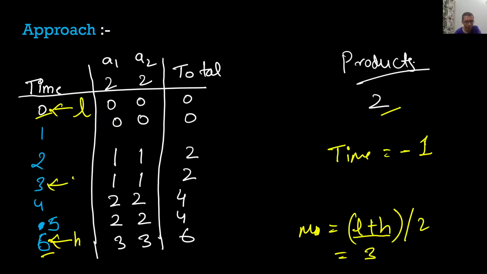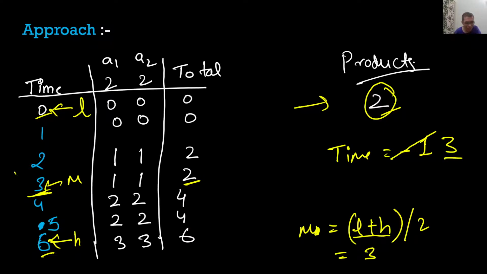So my mid is 3. Let me erase this. This is my mid. So tell me, after 3 seconds, how many products can I make? I can make two products, right? And 2 is exactly what I want. So I'll change my time from -1 to 3. It means that after 3 seconds, I'm able to make two products, right? Or as of now, the minimum time taken to make two products is 3.